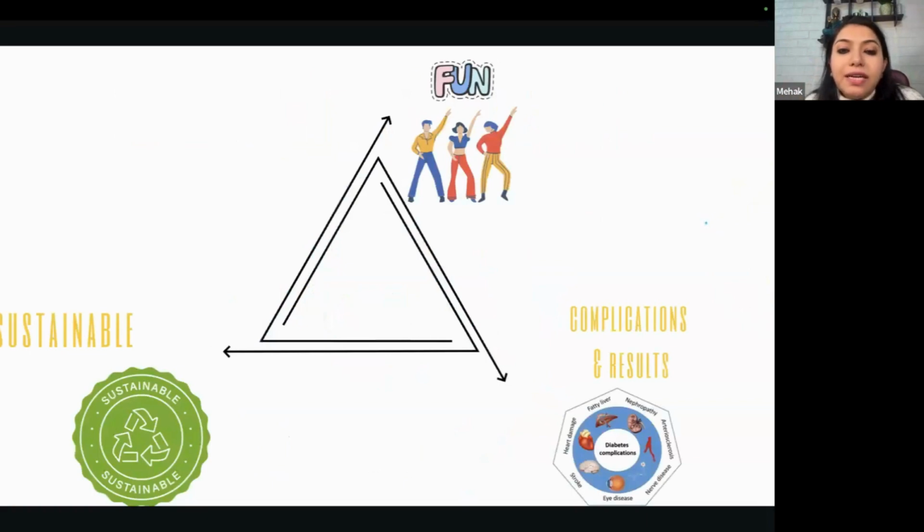How many of you believe that these three things are important to you also? That whatever we do to manage our diabetes, it should be sustainable, fun, keep you away from complications and give you results. If you feel it is important to you, I want you to write SFCR in the chat box. S stands for sustainable, F stands for fun, C stands for keeping you away from complications, and R stands for it should give you results. Wonderful. I can see so many SFCRs.